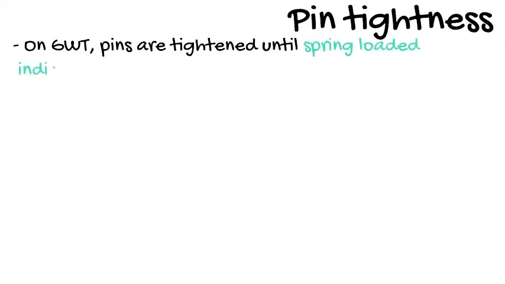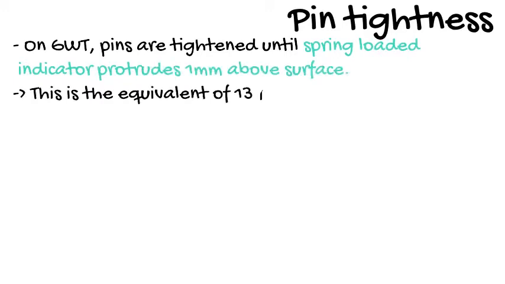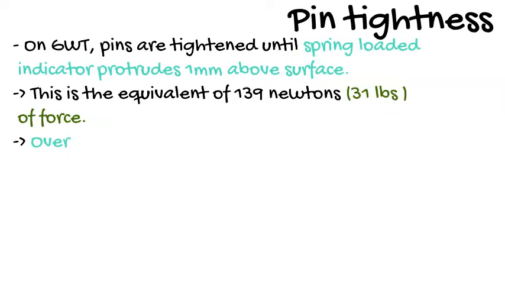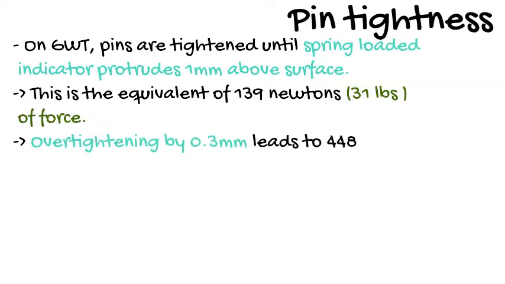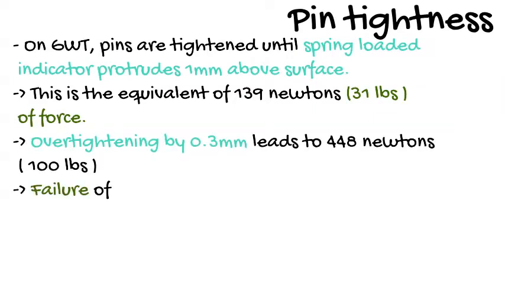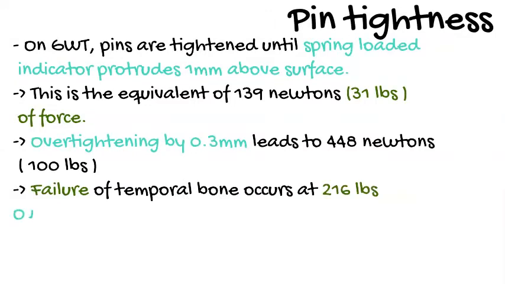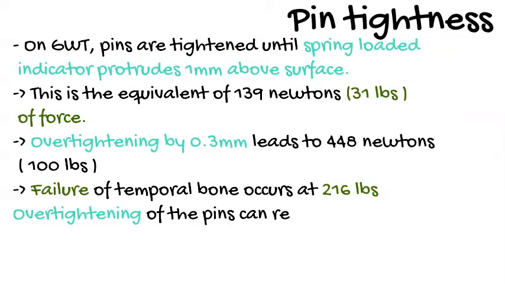And the next question is about the pin tightness. On Gardner-Wells tongs, pins are tightened until the spring-loaded indicator protrudes 1 mm above the surface. This is the equivalent of 129 newtons, around 31 pounds of force.